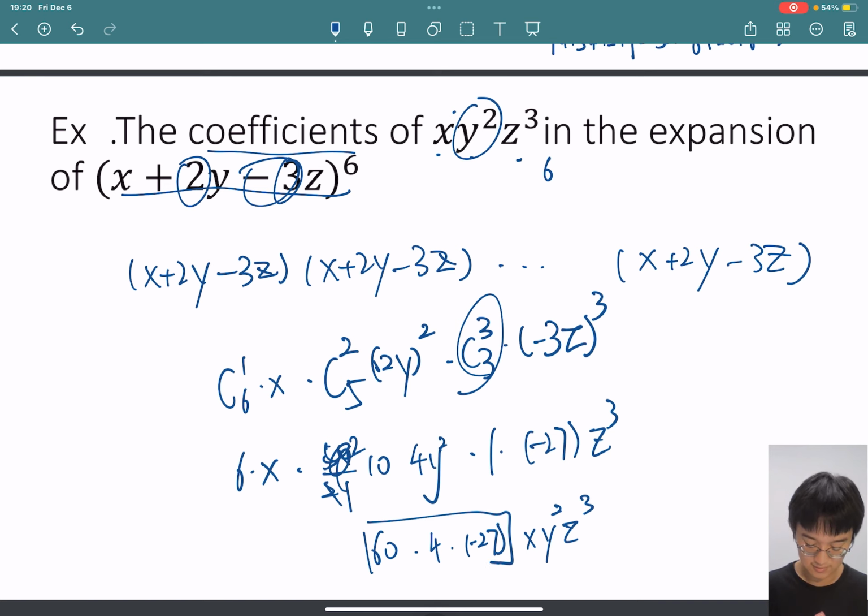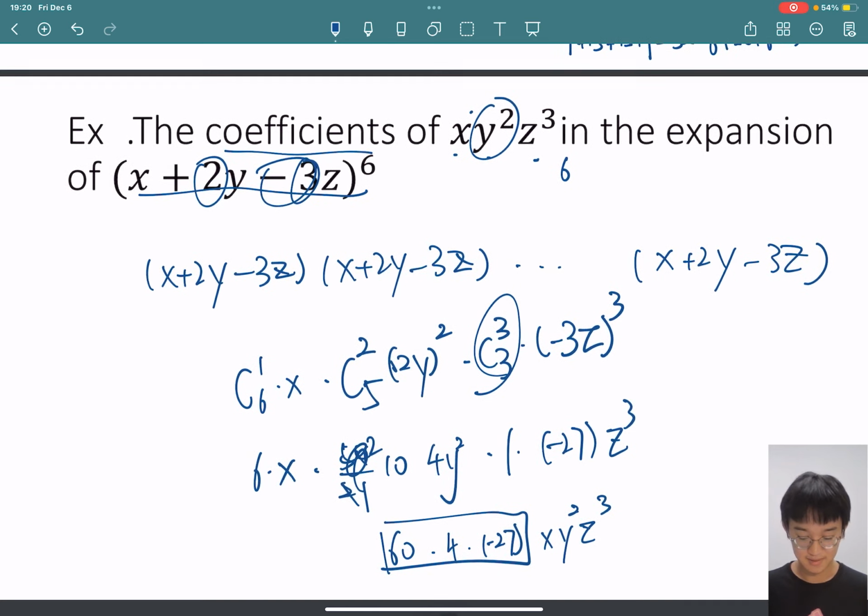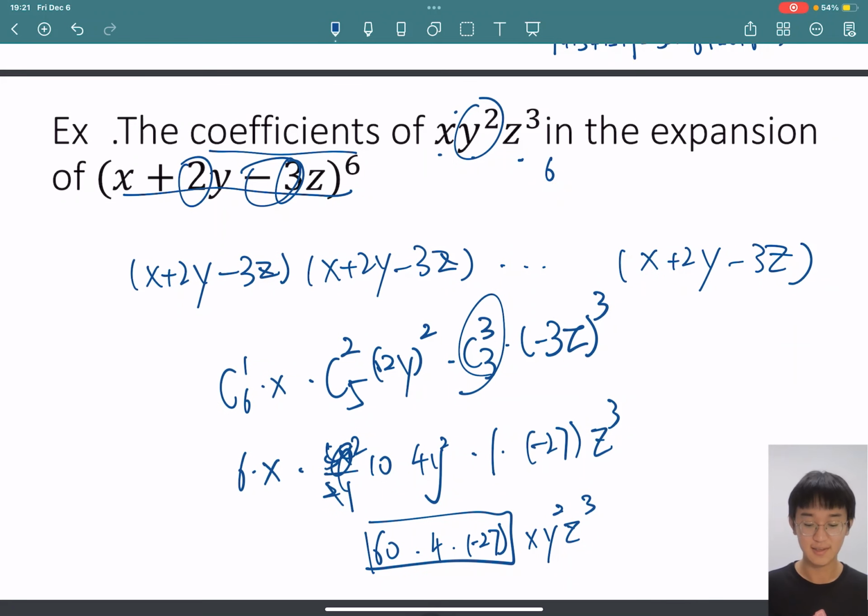And this is hard to compute. And this is the right answer because my box thought never makes mistakes. And this is the coefficient of x y squared z cubed in the expansion of this expression.